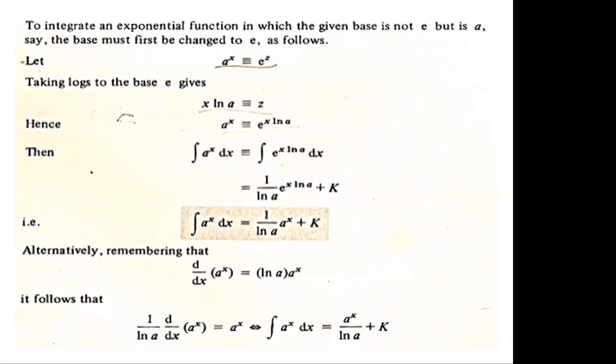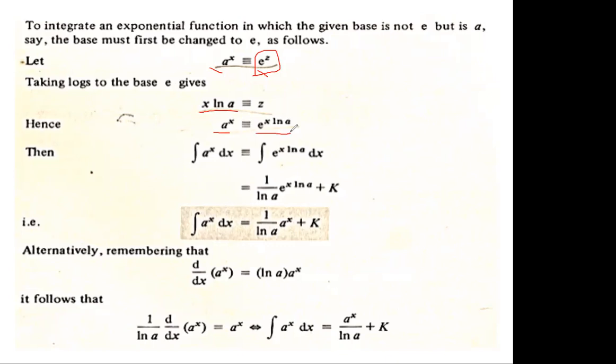So what you actually do is convert, because we know how to integrate anything with e to some power. So what we're trying to do here is convert a to the x to something with e as the base, e to the z. Here we evaluate z by taking the ln of both sides, and therefore z becomes x ln a. So in other words, a to the x can be written as e to the x ln a. Now we have something that we can integrate.